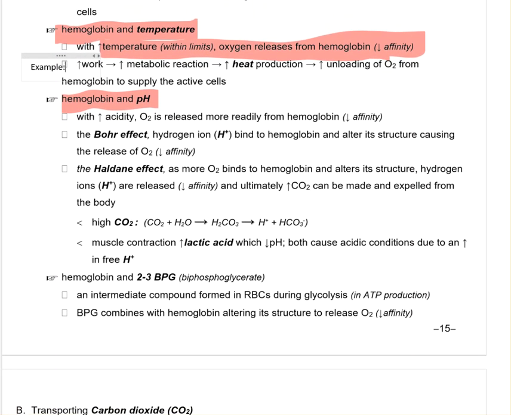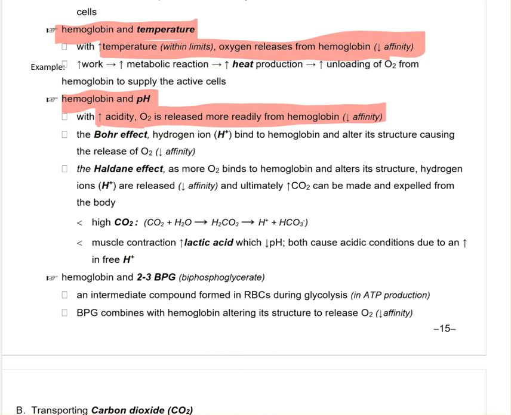pH does the same thing. If we have high acidity somewhere, oxygen gets released more rapidly from hemoglobin. And I want to talk about an effect called the Bohr effect and the Haldane effect, but I want to show it to you on the next page. But before I go there, let me talk about this last thing at the bottom, and then we'll go to the picture, and then we'll come back and talk about this.